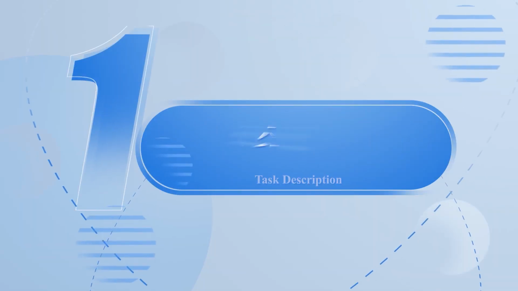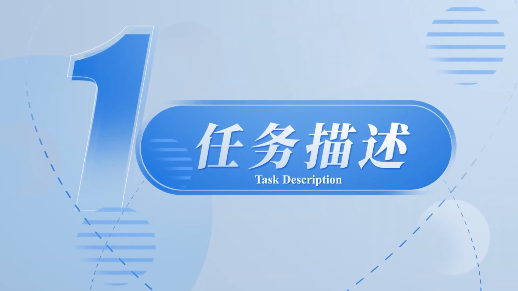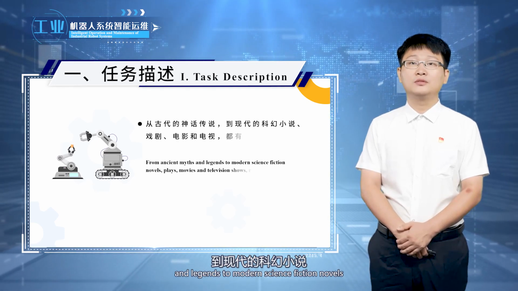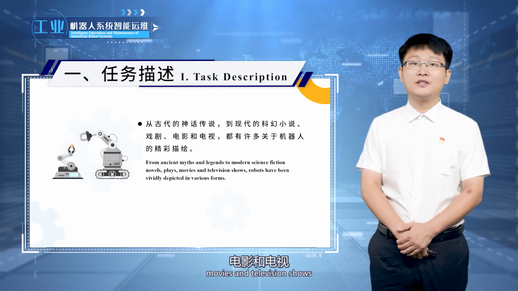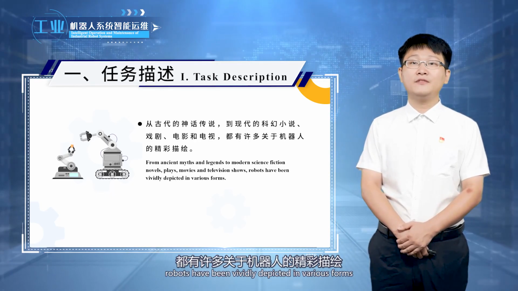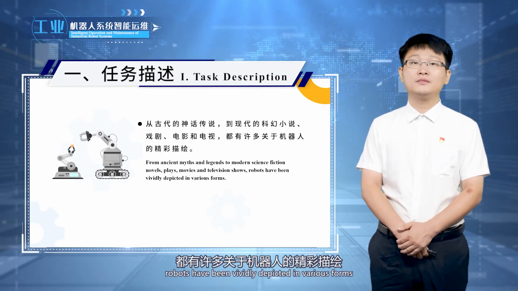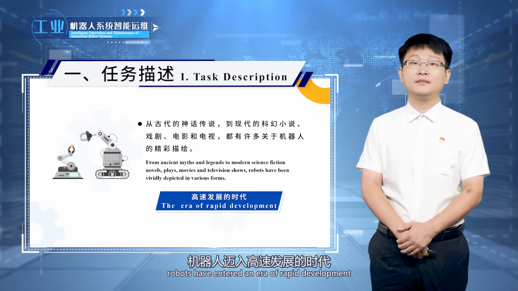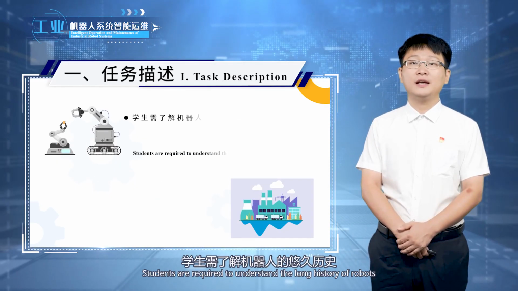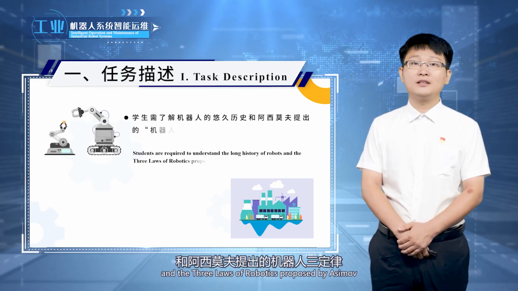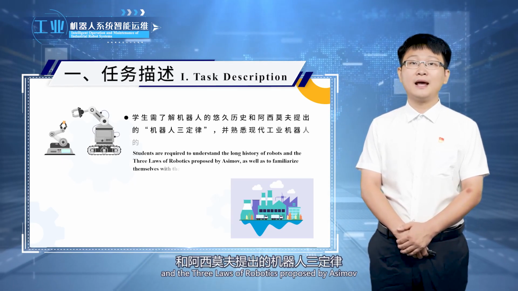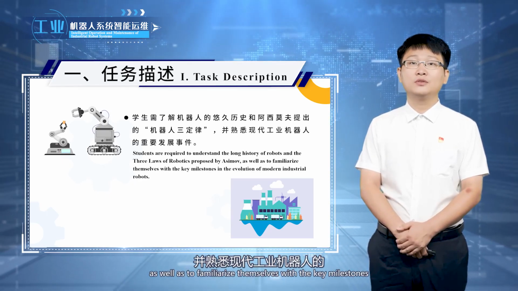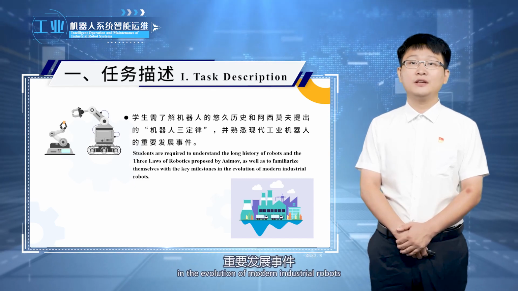Part 1. Task Description. From ancient myths and legends to modern science fiction novels, plays, movies, and television shows, robots have been vividly depicted in various forms. Today, robots have entered an era of rapid development. Students are required to understand the long history of robots and the 3 laws of robotics proposed by Asimov, as well as to familiarize themselves with the key milestones in the evolution of modern industrial robots.